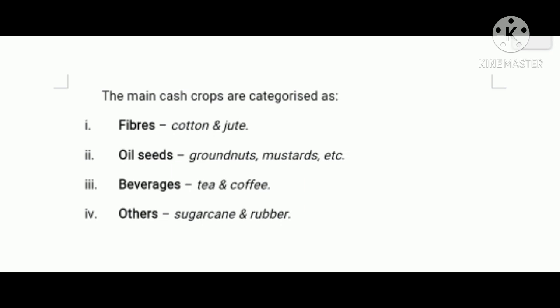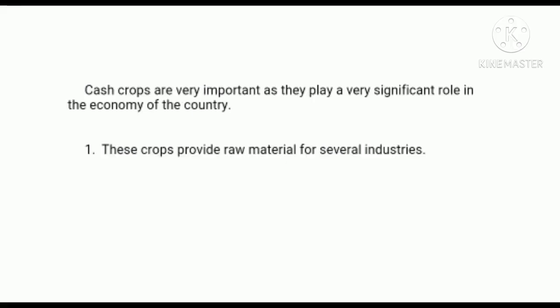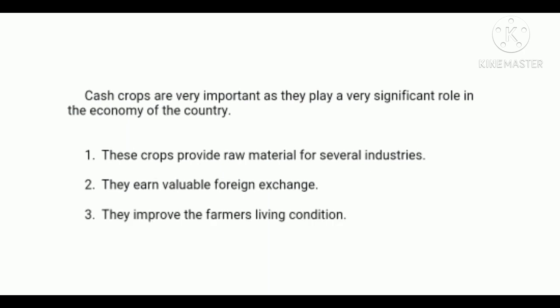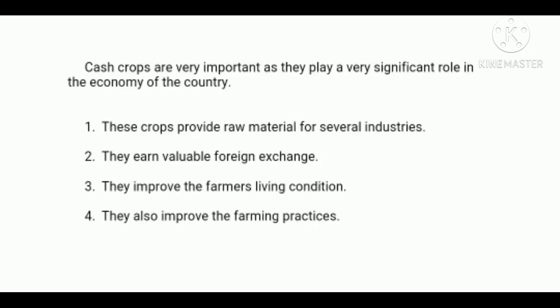Cash crops are very important as they play a very significant role in the economy of the country. Firstly, these crops provide raw material for several industries. Secondly, they earn valuable foreign exchange. Thirdly, they improve the farmer's living condition. And fourthly, they also improve the farming practices.